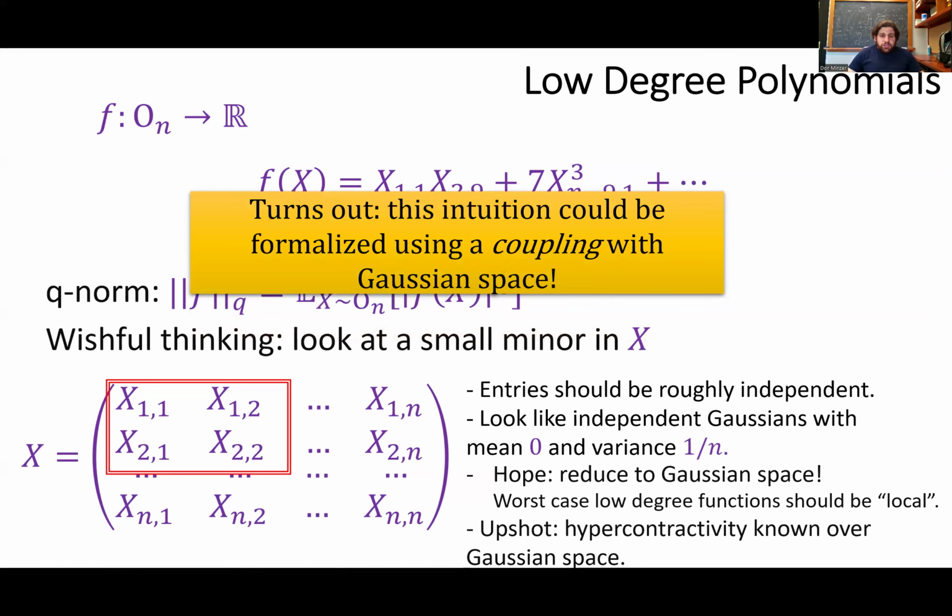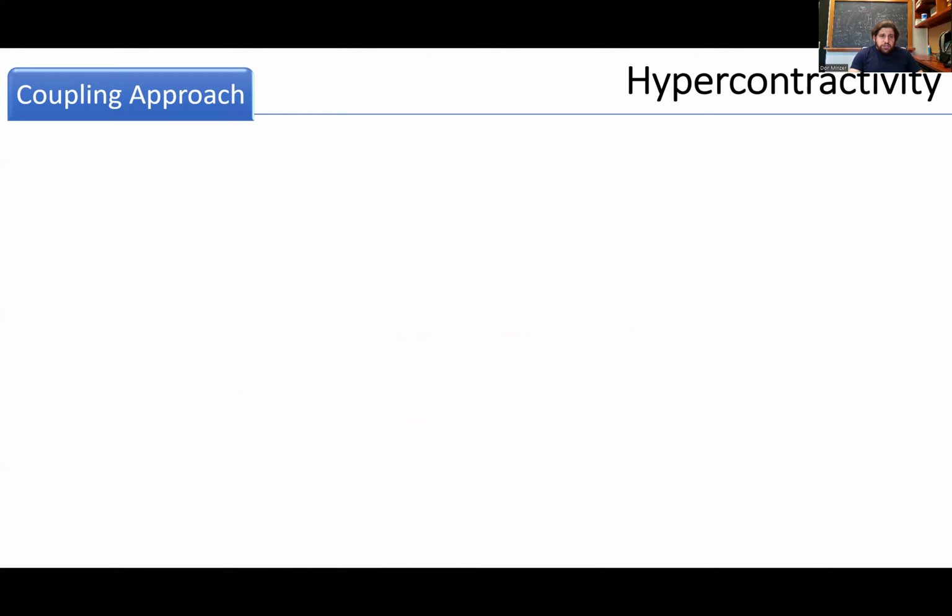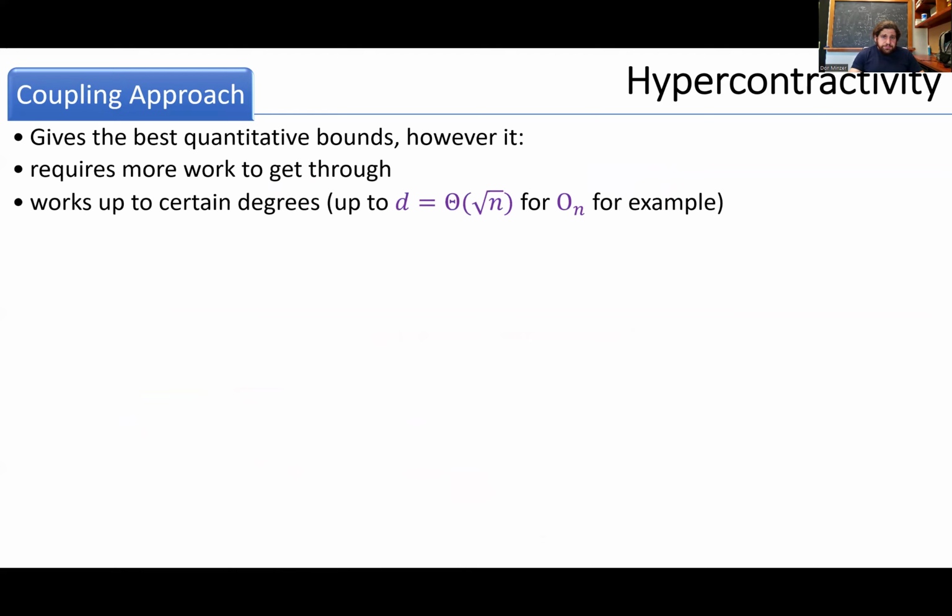And it turns out this intuition is true and can in fact be formalized, and this is done via coupling with Gaussian space. So I'm not going to give any details about this coupling due to lack of time, but I encourage you to look at the paper if you're interested. So the coupling approach gives the best quantitative bounds, and if you want the bounds that I stated in the beginning of the talk, you have to go through that.